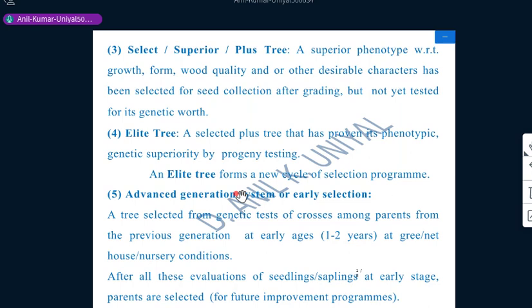Next we have the next method after individual tree selection: the advanced generation system, or early selection. Trees are selected from genetic tests of crosses among the parents from the previous generation at early ages, on 1 or 2 years of performance, just like the progeny testing I was talking about, in green or net house conditions, or nursery conditions.